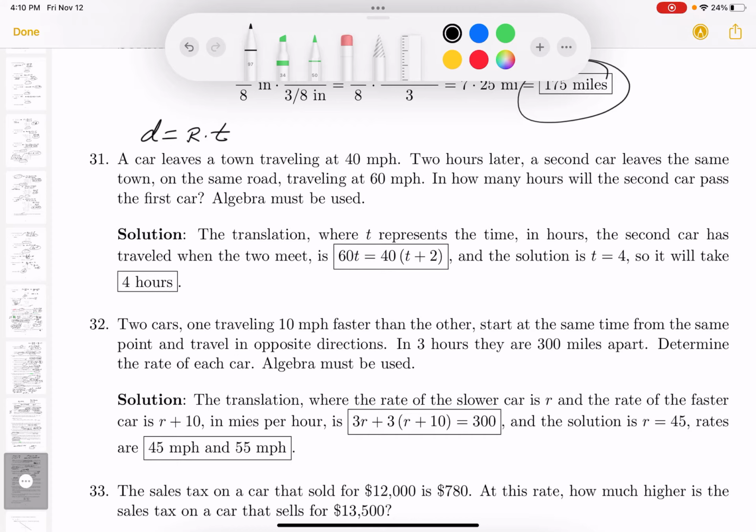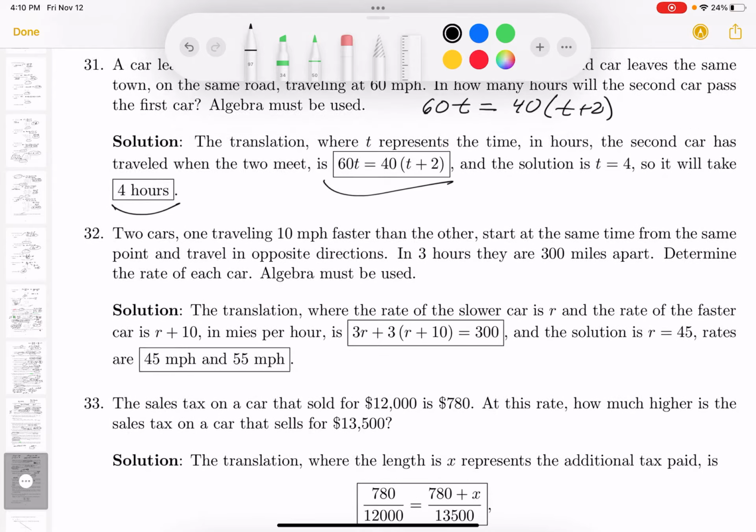So, in how many hours will the second car? Well, the second car has been traveling for 2 hours. And the other guy is going 40 miles per hour. And they'll catch up. That means they go the same distance. He's got a 2-hour head start, doesn't he? So it's t plus 2. That's right over here.